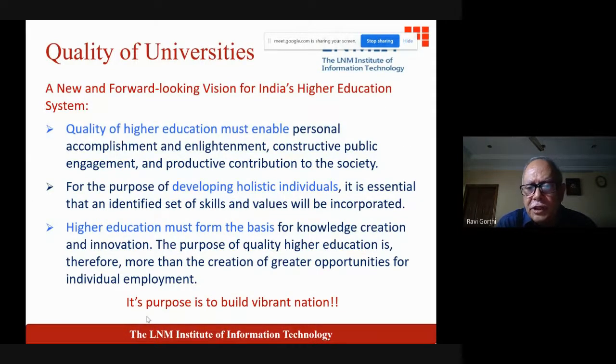For purposes of developing holistic individuals, it is essential that an identified set of skills and values be incorporated, possibly from middle school. All those attitudes I mentioned, they take 10, 15 years, some of them. What I learned and heard will be incorporated from high school, so school to higher education, not in silos. An integrated approach. Higher education must form the basis for knowledge creation and innovation, a beautiful point. The purpose of quality higher education is therefore more than creation of greater opportunities for individual employment, 5%, 3%, employment figures at college levels or university levels. Its purpose is to build a vibrant nation. So when the things are implemented holistically, it definitely can contribute to our nation.